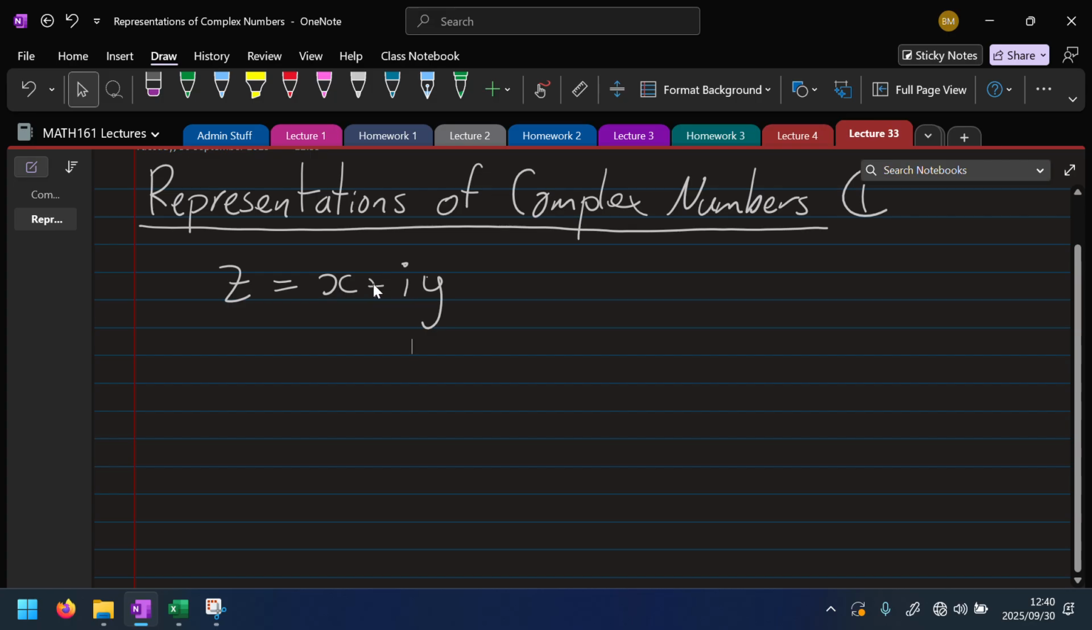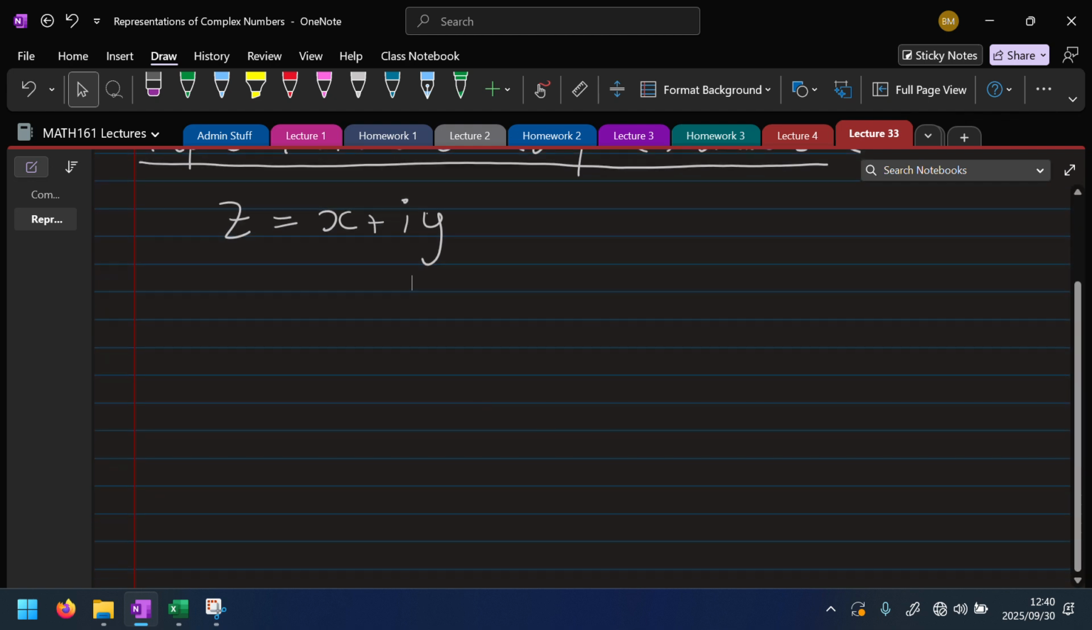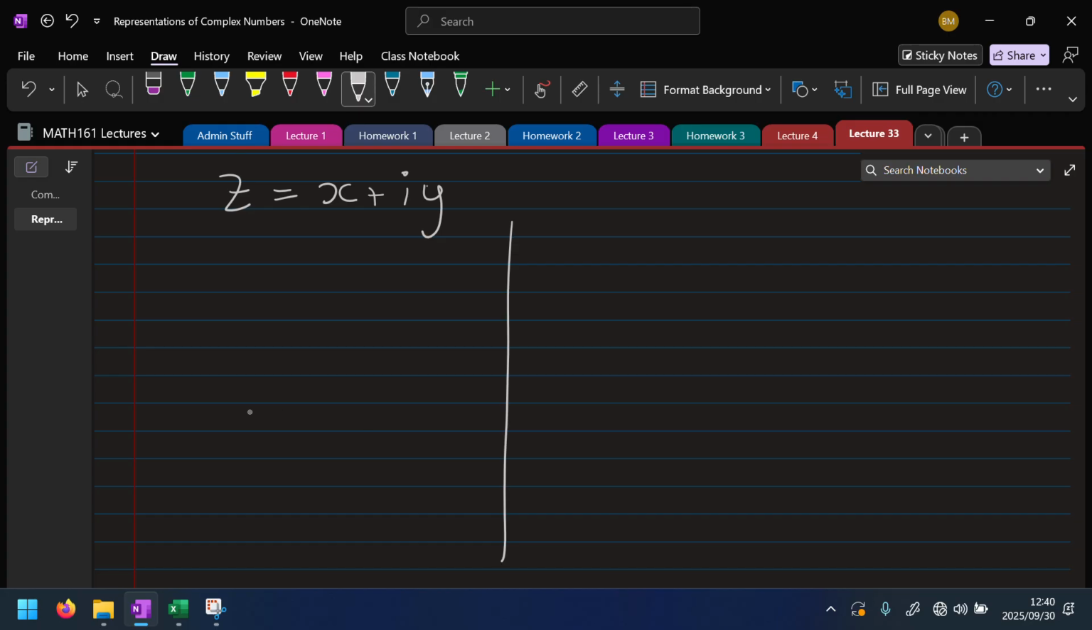Now notice, we use x and y for a specific reason. We've got two independent variables, right? x and y, they can be whatever we want. Now, two independent variables, we can represent that in a Cartesian plane, right? Because x can be anything, y can be anything. They can both be whatever real numbers. So we can represent any complex number in this plane.